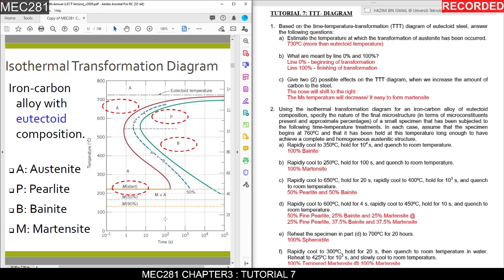Hold 100 seconds, 250. So it is, okay, should be around here. This one is set at 90%, so around here is 100%. So the answer for B is 100% monazite.